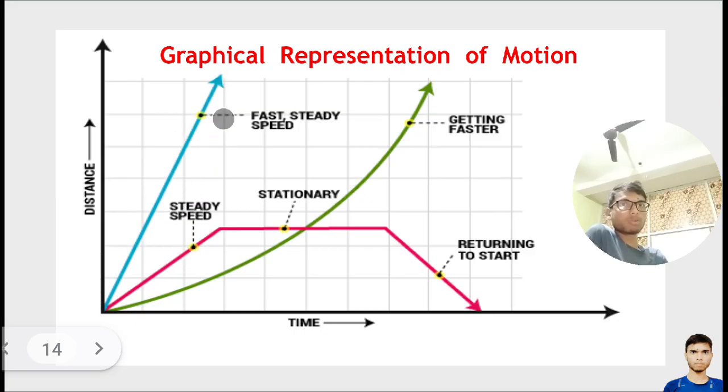So it is a fast steady speed. Gradually the speed will be increasing. Now this is getting faster. Gradually it is increasing the speed rapidly.